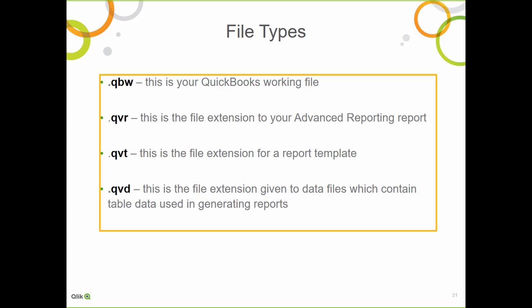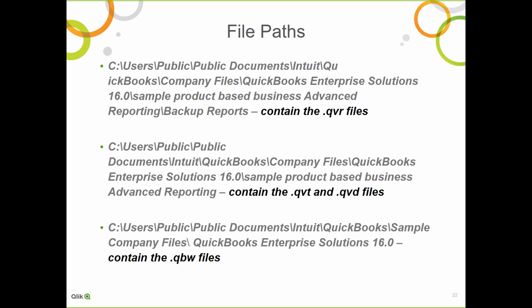Okay, great, Phil. Thank you so much for those explanations. They were very good and very helpful. So this is kind of the example file path that I'm showing you that shows you where some of these file types will reside. For instance, this one is users, public, documents, Intuit, and QuickBooks. After that, you'll see company files, and then QuickBooks Enterprise Solutions, our version of 16.0. From here, it may change for all of you because you might be using a different company file. So this part probably will be different for you.